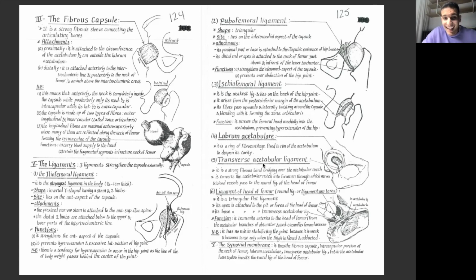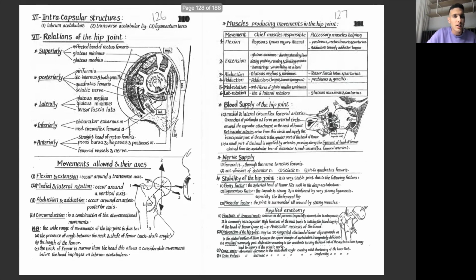And then finally, the transverse acetabular ligament. We discussed this so much. This is the ligament of the head of the femur. It inserts into the fovea. It's called the round ligament. There we go, round ligament. Done. It has a synovial membrane. Easy peasy, lemon squeezy.